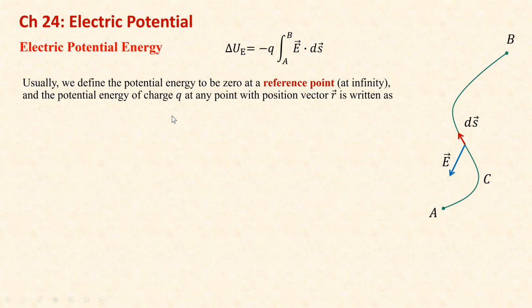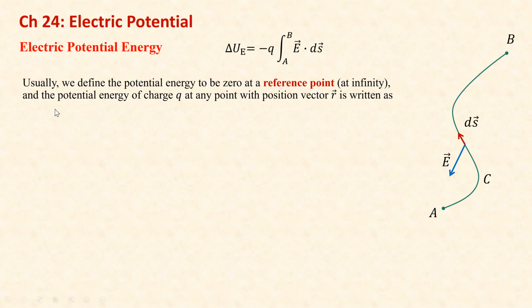Usually we define potential energy to be zero at the reference point, which we often take at infinity unless we have an infinite charge distribution. For example, if you have an infinite line of charge, then you cannot take the reference point at infinity because then at any point the electric potential energy will be infinite. Or if you have a plane of charge, or any infinite distribution of charge, we may take a reference point at any other point.